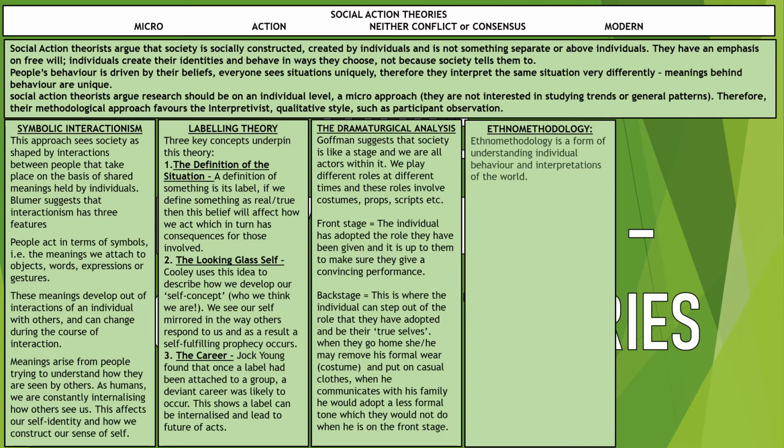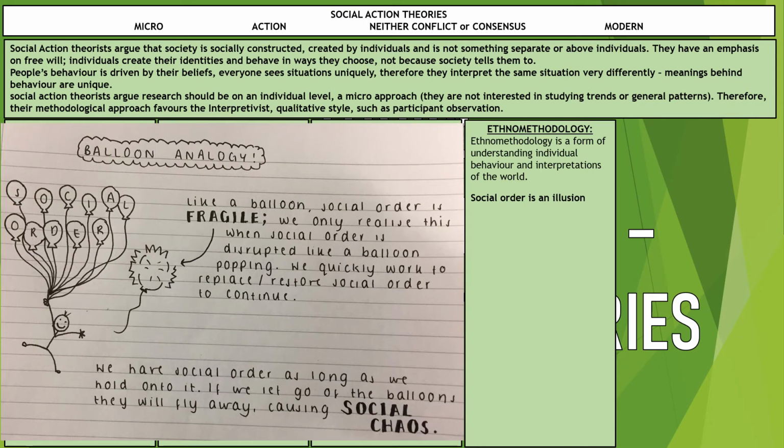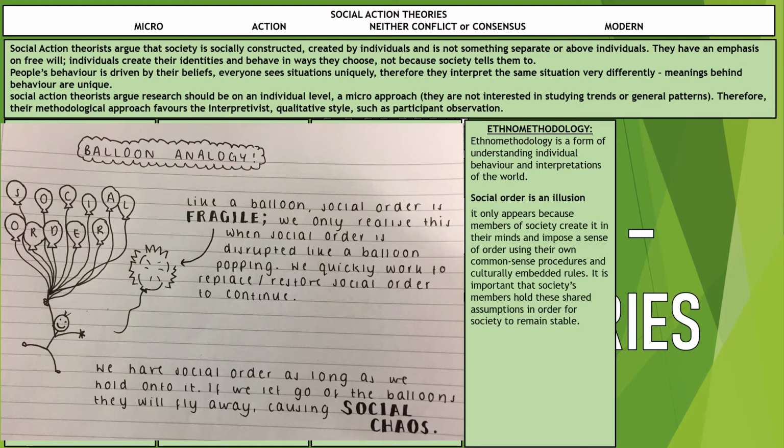Ethnomethodology and phenomenology are the next two areas, and they kind of do overlap. So I'm going to go through ethnomethodology and then phenomenology. Now, ethnomethodology is a form of trying to understand the world, and the idea is that social order is an illusion. Now, I use this analogy in my lessons. It's something I made up, which is the balloon analogy.